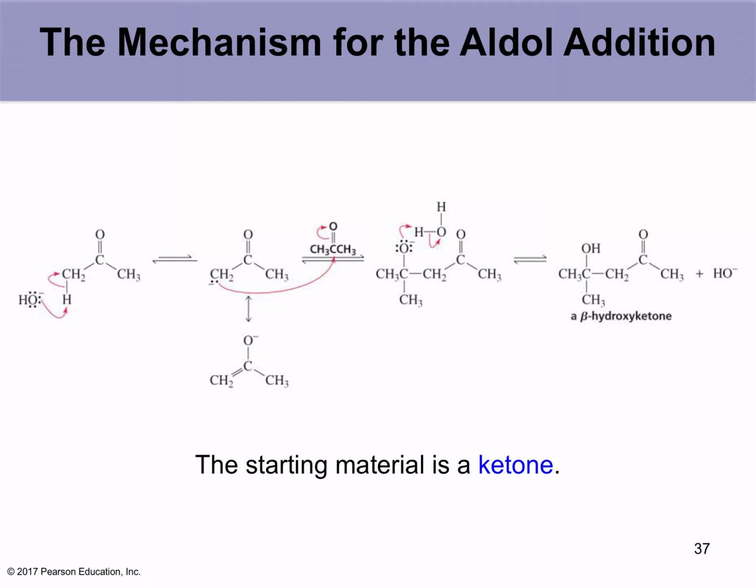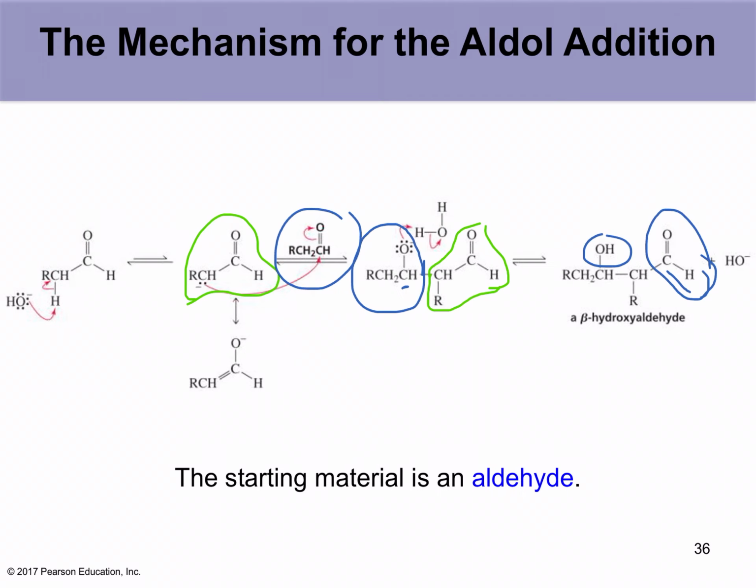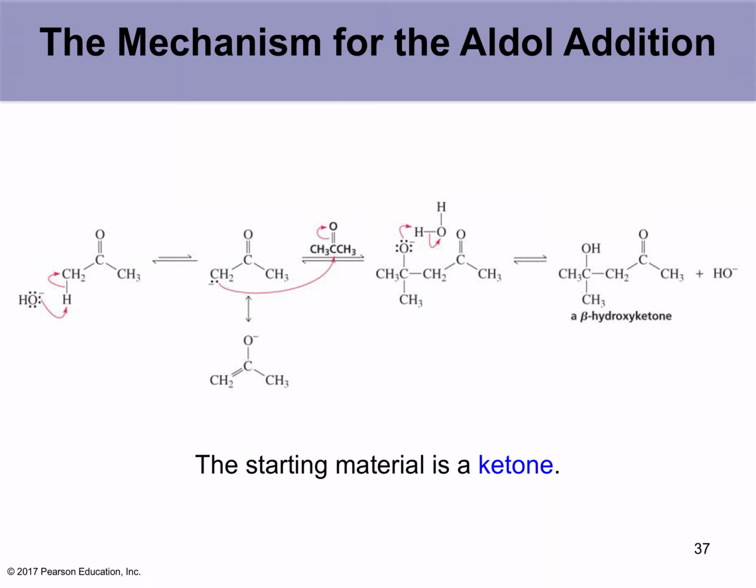So in this one, we can see if the starting material is a ketone. In the previous example, the starting material is an aldehyde. Now let's look at if it is a ketone. It's the same thing. Basically again, this one also has two alpha carbons. So hydroxide can react with any of these alpha hydrogens.